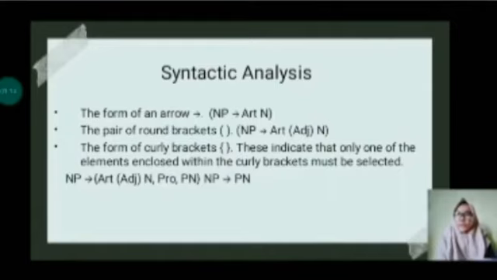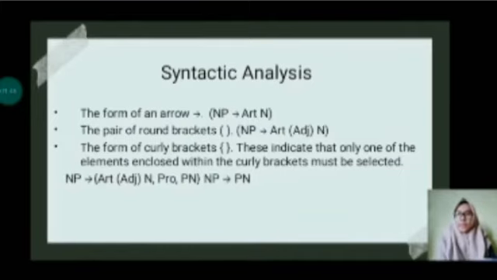And the second symbol is the pair of round brackets. As you can see on the PPT, the symbol is like that, which we can read as noun phrase consists of articulation, adjective, and noun. The function of round brackets is to mark an optional element, used in the middle of articulation and noun.